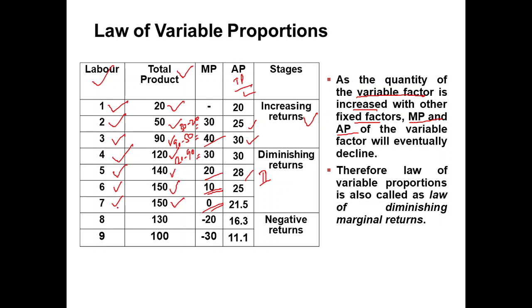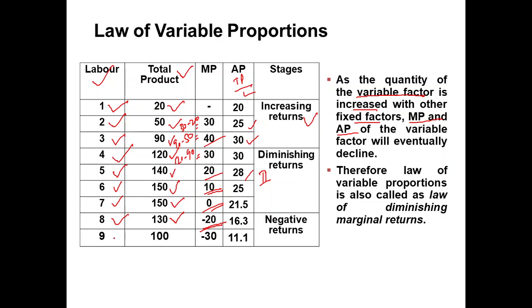This seventh worker is contributing nothing. In fact, it is a burden, or it enhances the cost of production. But still, if there is more demand in the market and the producer tries to make up for it by hiring more workers, say an eighth worker is hired, with the hiring of the eighth worker, you see what is happening. There is a decline in total product from 150 to 130, which means it is not only contributing nothing, but it is disturbing the whole environment in the industry and the floor, and there is a negative marginal product, and the average product has further gone down to 16.3.